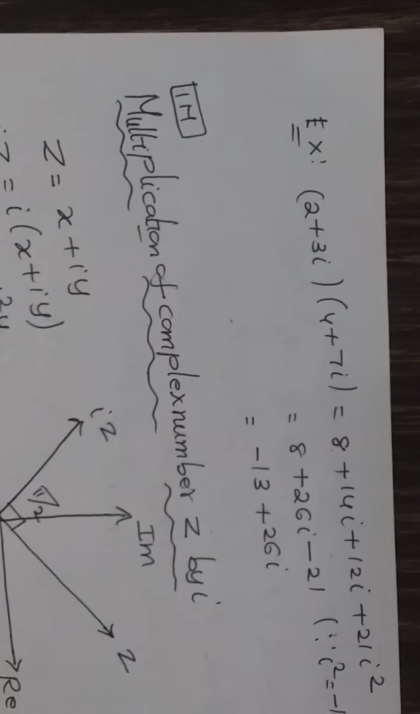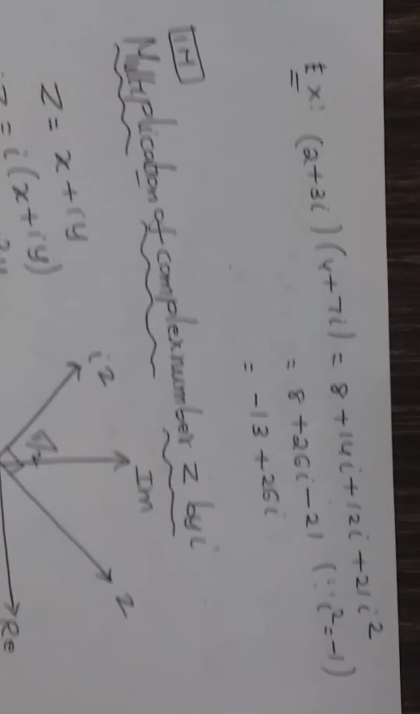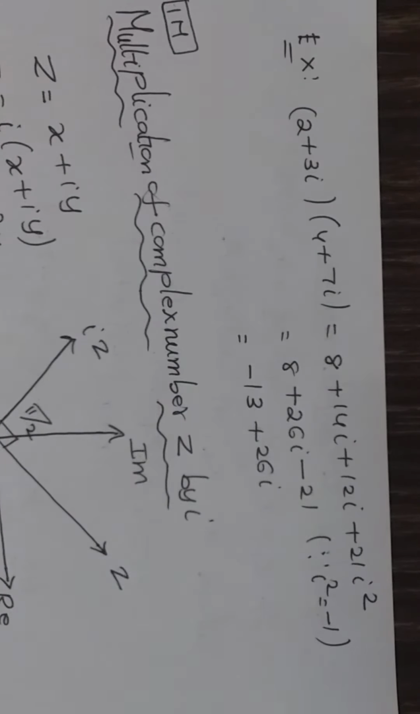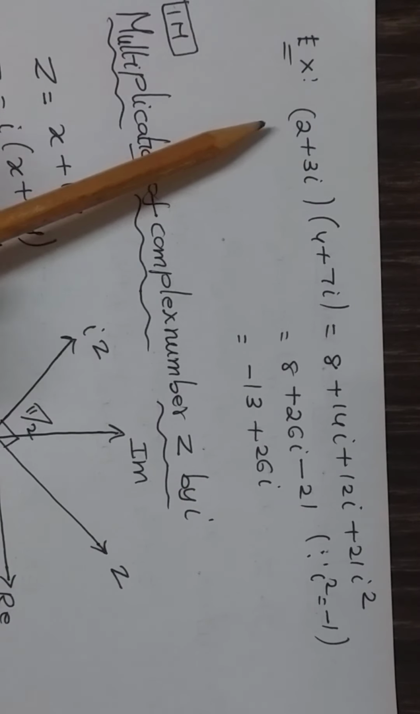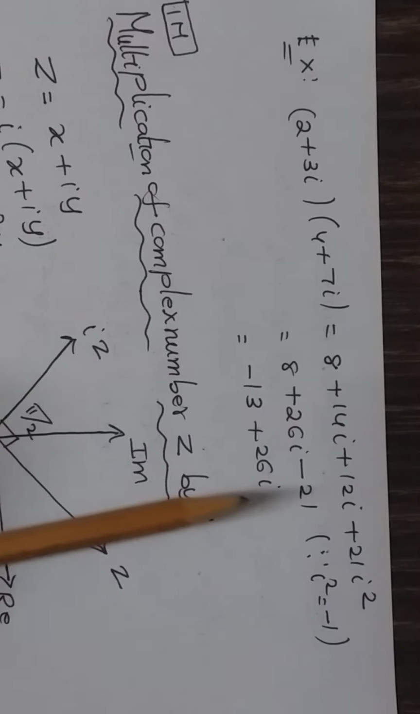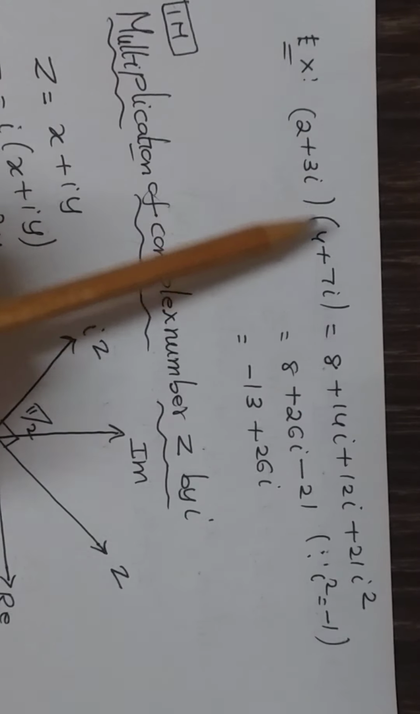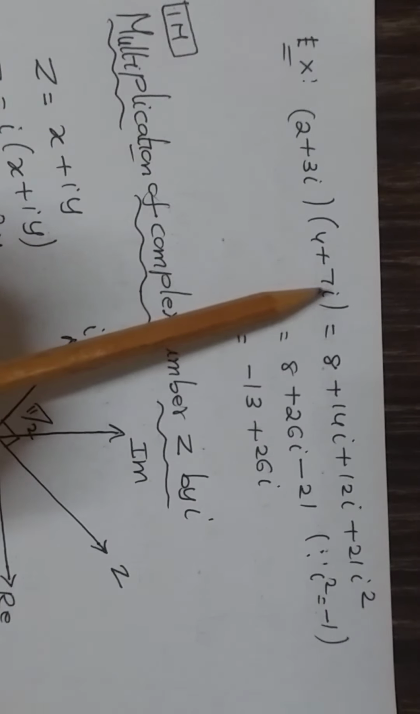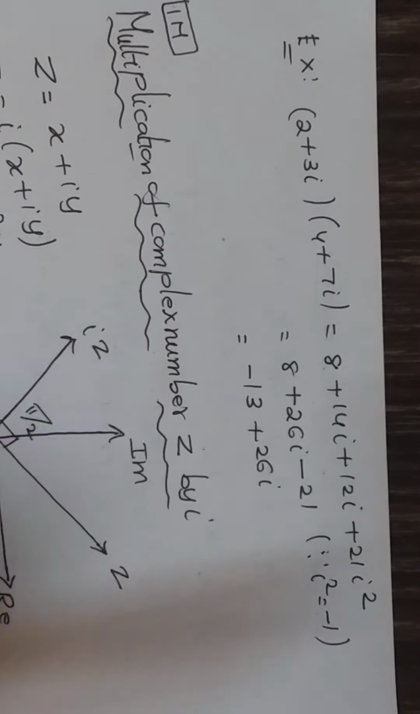One example also I did here. You see here, 2 plus 3i into 4 plus 7i. Easy way I will take, I will tell. The 2 real part, you take, you multiply these two. 2 into 4 is 8, 2 into 7i is 14i. Okay, 3i into 4 is 12i, 3i into 7i is 21 i squared.